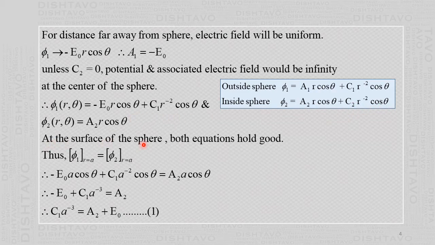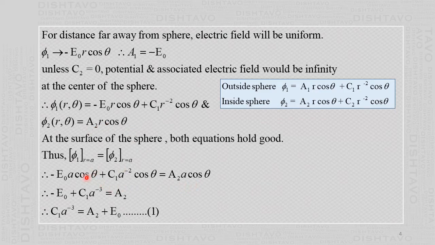Then at the surface of the sphere, both the equations hold good. It is a boundary condition; the value should be the same. Surface means r equals a. So phi 1 at r equals a equals phi 2 at r equals a. When you substitute r equals a in phi 1, what you get is minus E0 a cos theta plus C1 a raised to minus 2 cos theta. And phi 2 at r equals a is A2 a cos theta.